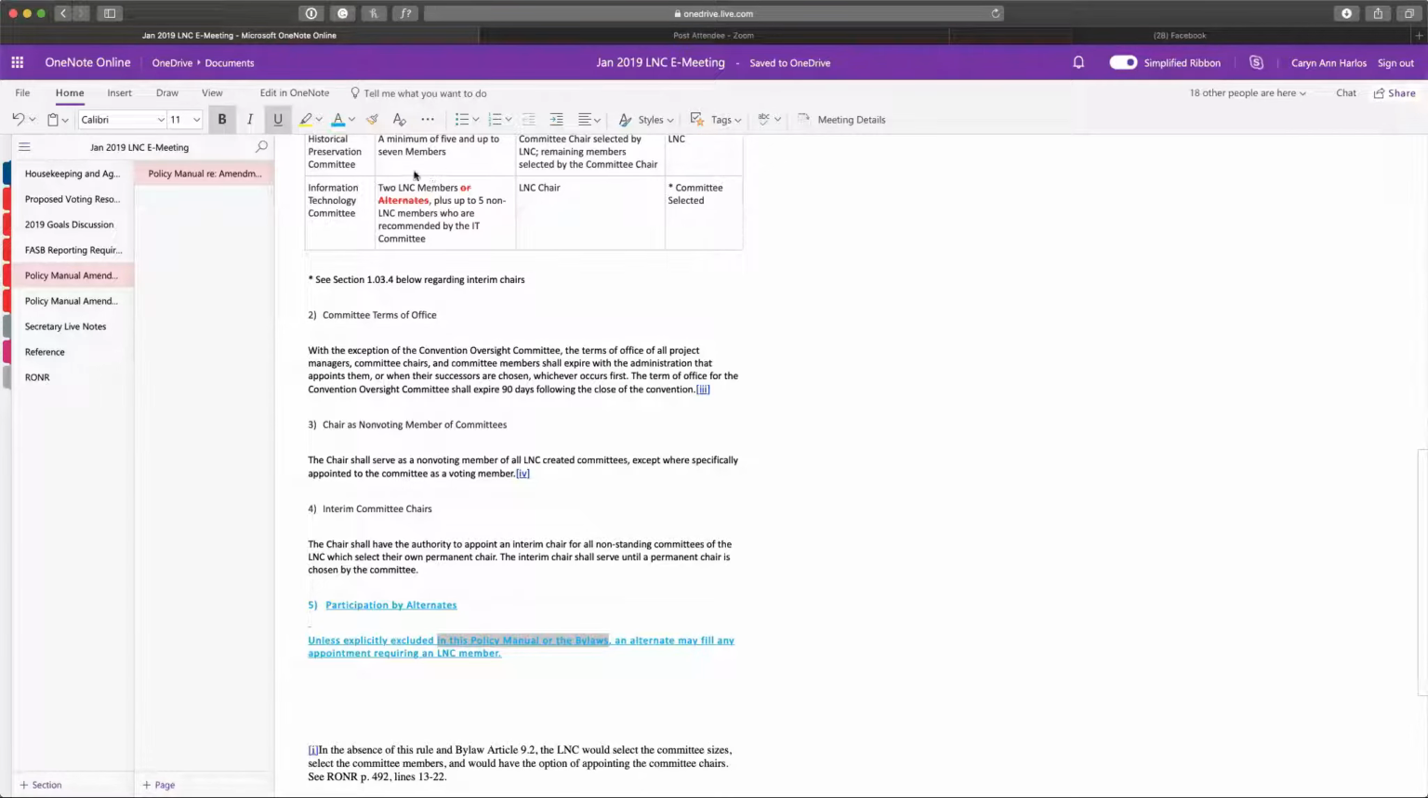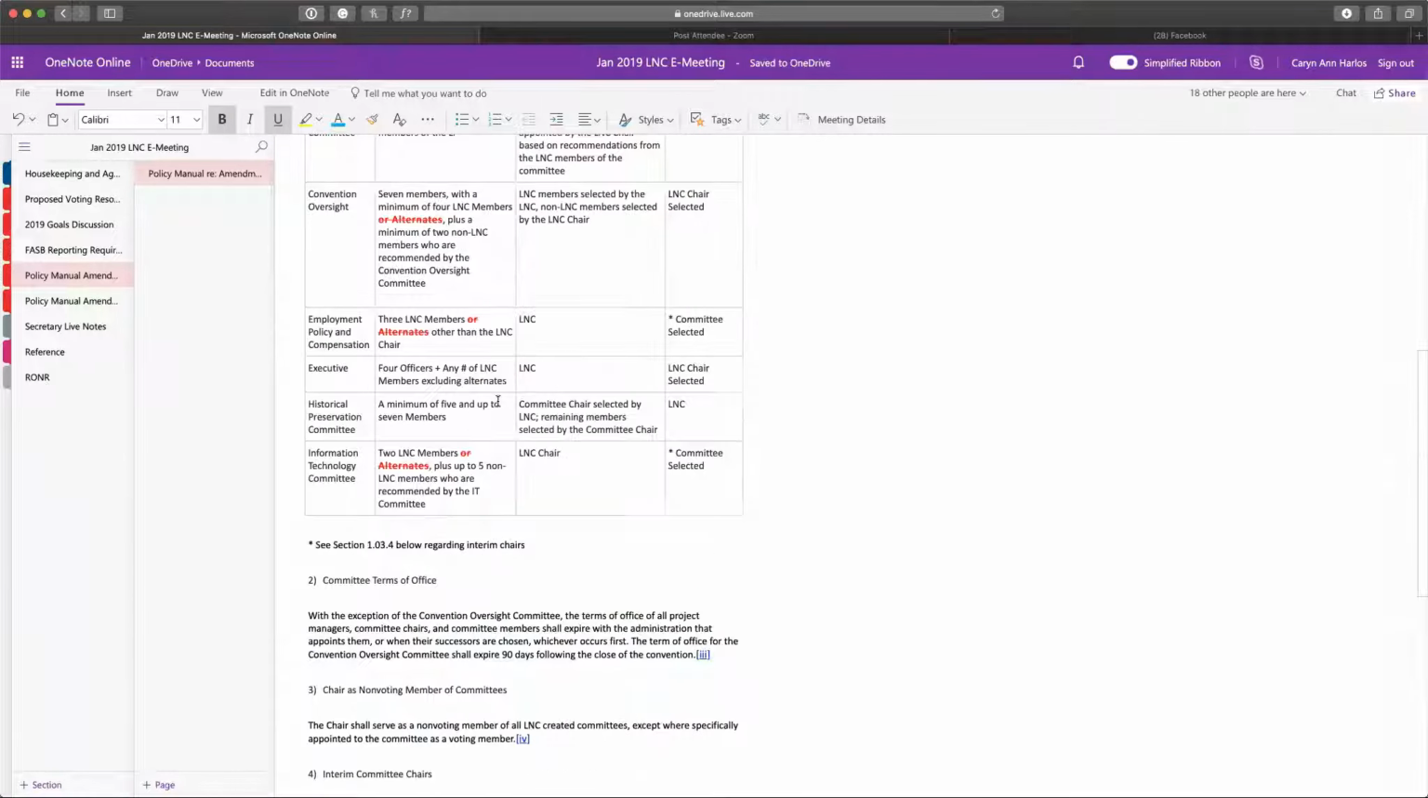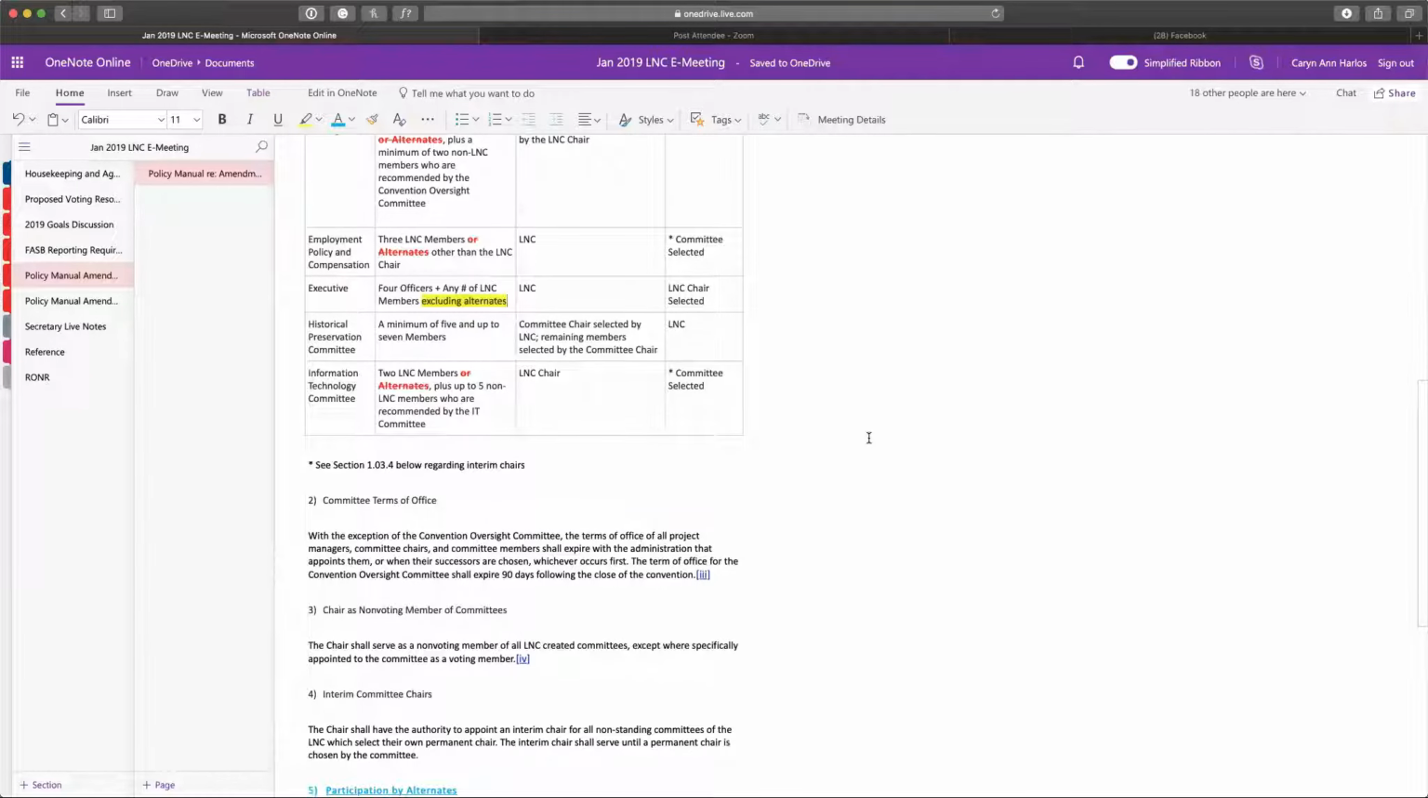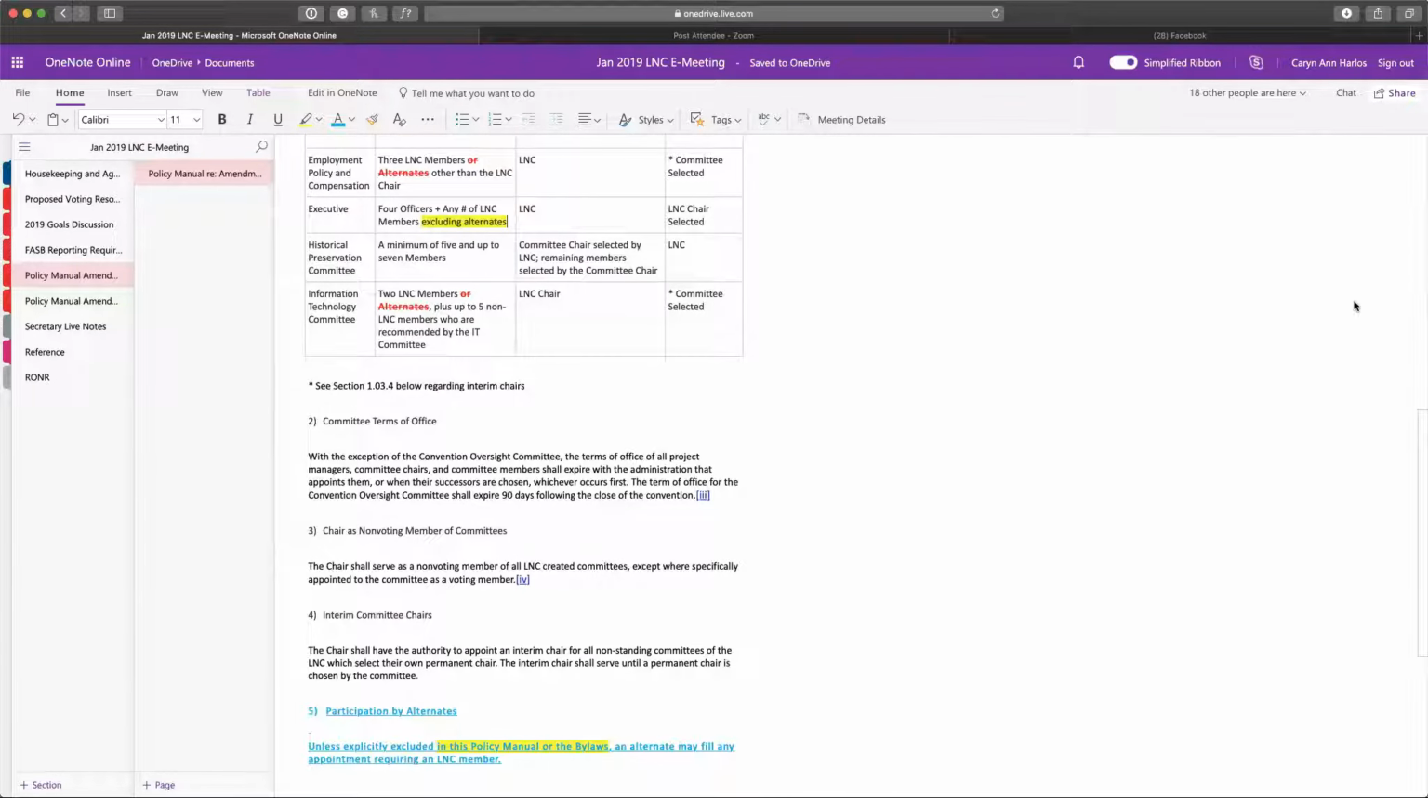Okay. Is there a second for Ms. Harlos's amendment to her motion? Longstress seconds. Is there anyone who wishes to be recognized to speak against Ms. Harlos's amendment to this proposal? Ms. Bilyeu, are you seeking to be recognized for that purpose?